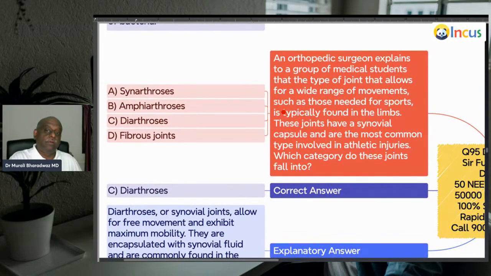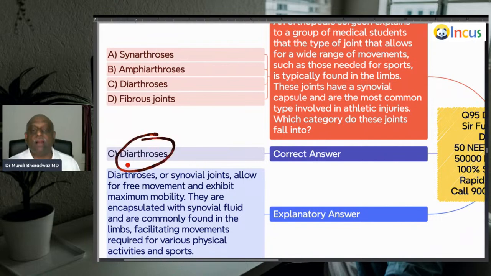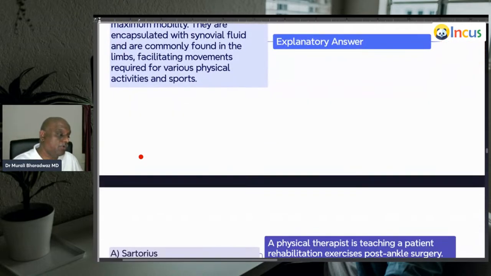Now, what are those joints which have a synovial capsule and are the most common type involved in athletic injuries? Diarthrosis. They allow for free movement and exhibit maximum mobility and hence are highly vulnerable to injury in sports injuries.